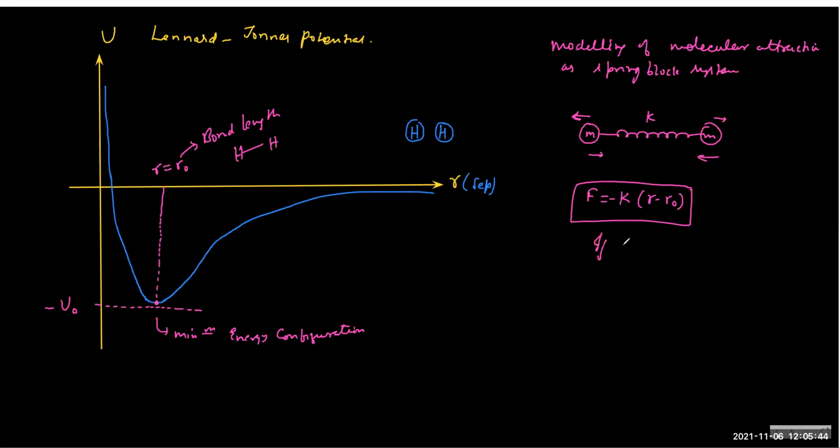So if R is more than R naught, F is negative. Which one is the main position? R naught is the value, R is the general value, any random value you can choose. Okay. Which means attraction is the dominant force.